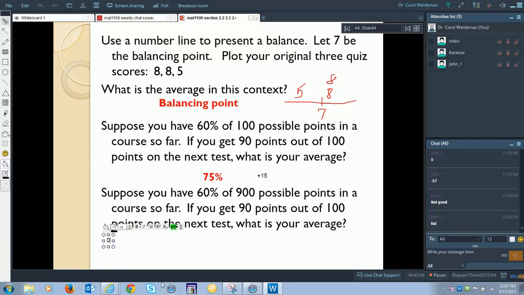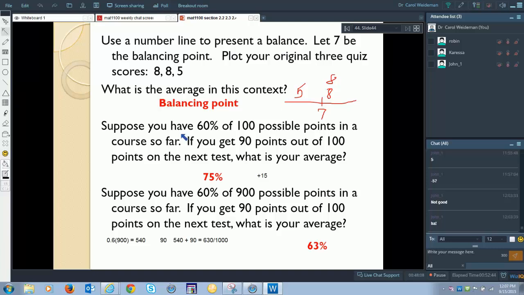So let's see, how many points have you earned so far? You've got 0.6 times 900, which means you have 540 points, right? And then you got 90 points. So if I add those two together, 540 plus 90 equals 630 out of how many total points? 1,000, right? So what's your score now?